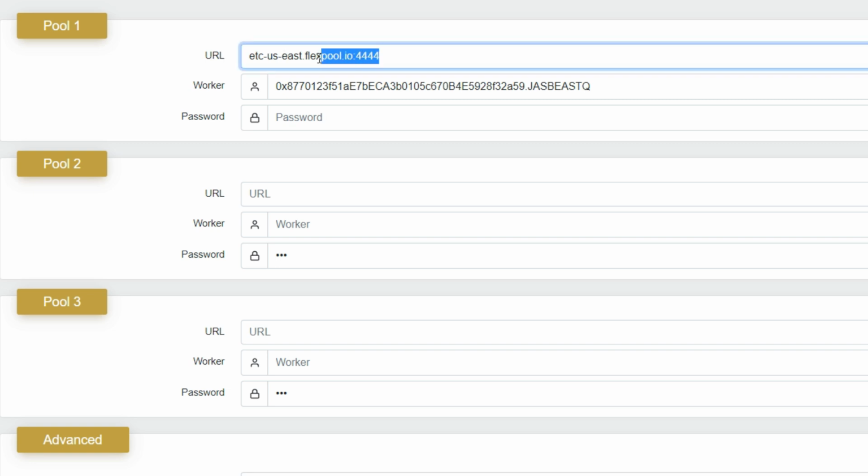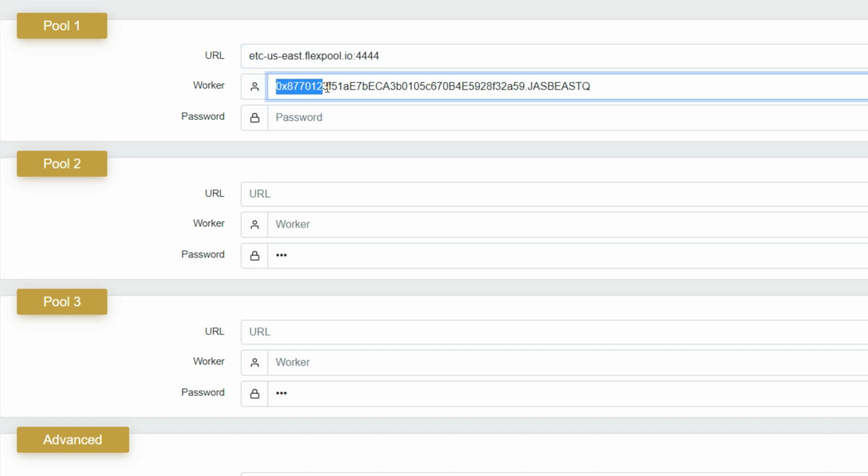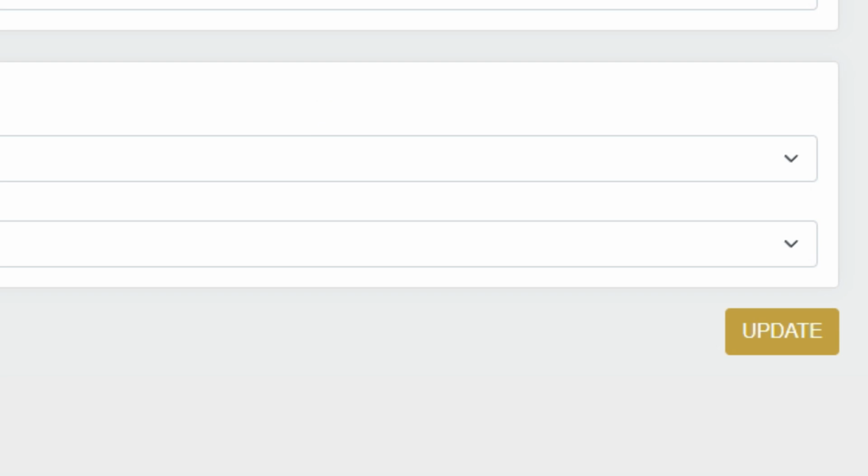So this is your URL. You're gonna wanna slam your ETC URL. I'm using Flexpool here. Inside the worker name here, you're simply gonna paste in your ETC address followed by a period, and then whatever you want to name this worker. I put JazzBeastQ for the Jasminer Q version, and you do not need a password. So once you're done with that, simply hit the update button and you're good to go.